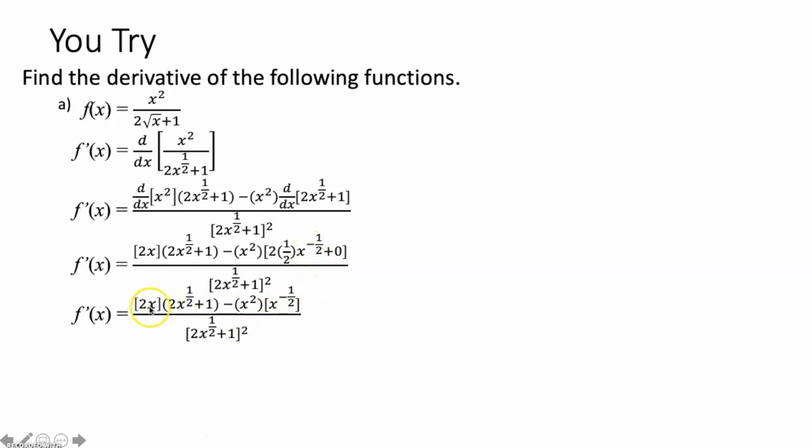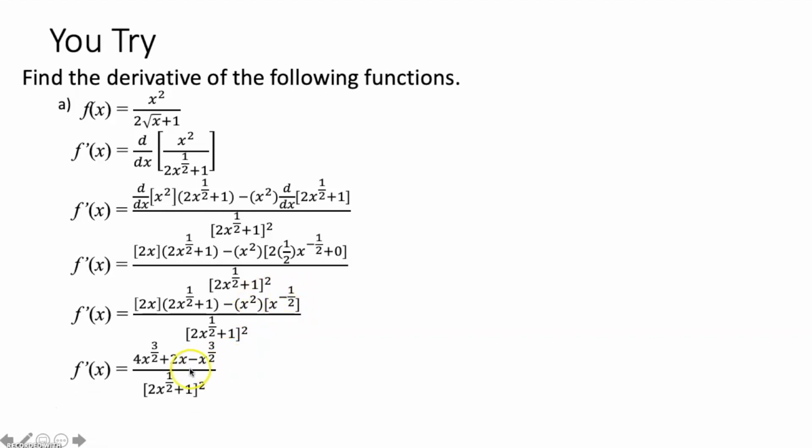Perfect. Now let's distribute this 2x here to the 2x to the 1/2 and to the 1. So 2x times 2x to the 1/2. 2 times 2 gives you 4. X to the first times x to the 1/2. We add the exponents together because they're like bases, and we get x to the 3/2 power. 2x times 1 just gives you 2x. Over here, x squared times x to the negative 1/2 power. Again, multiplying like bases, you add the exponents. So 2 plus negative 1/2 just gives you 3/2.